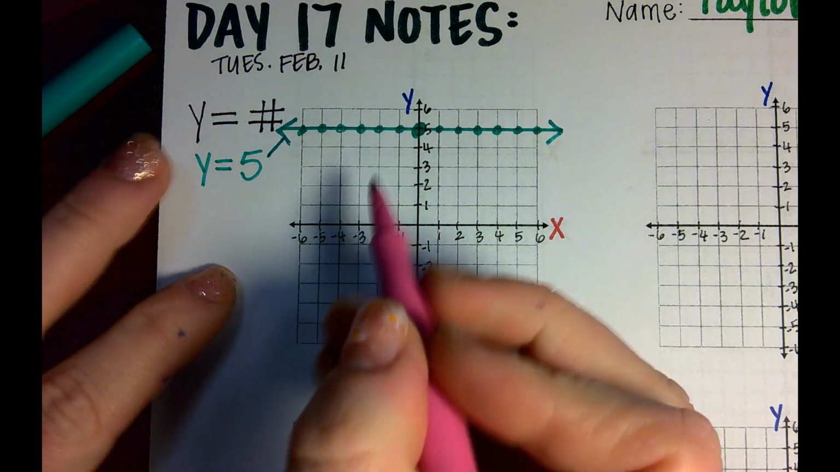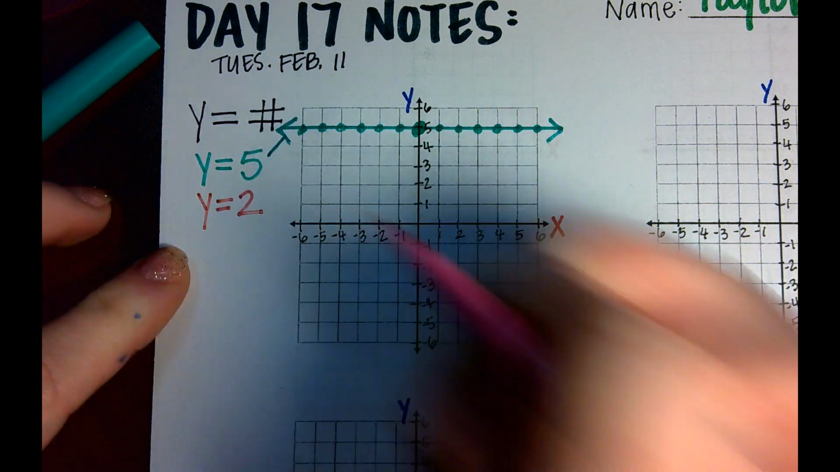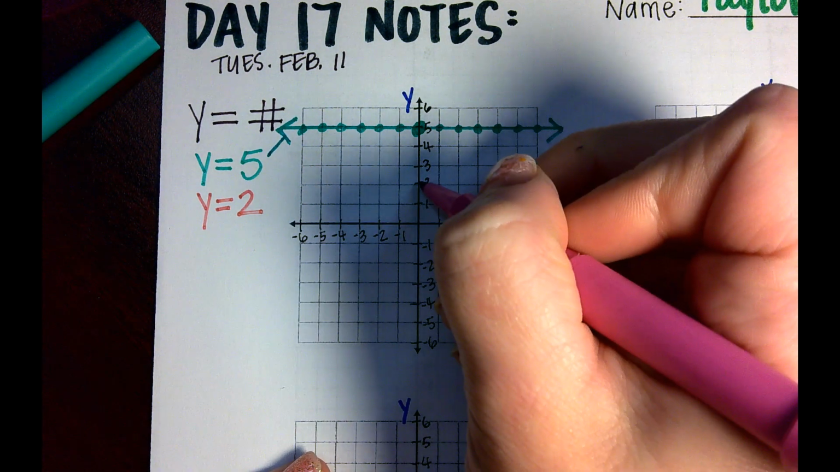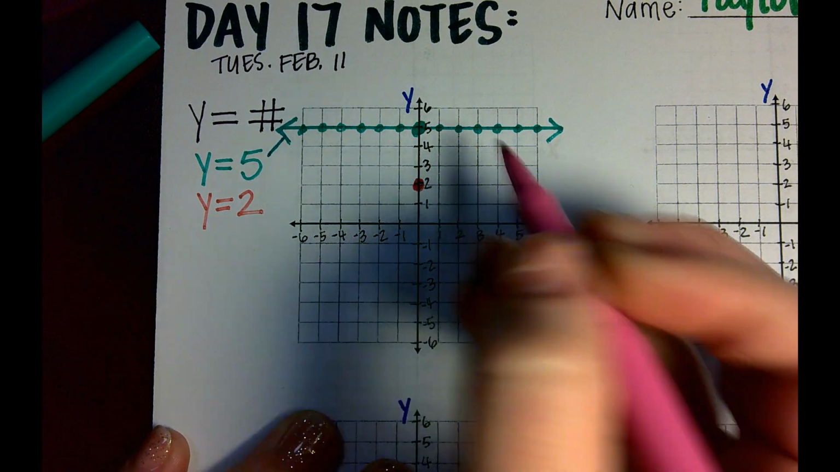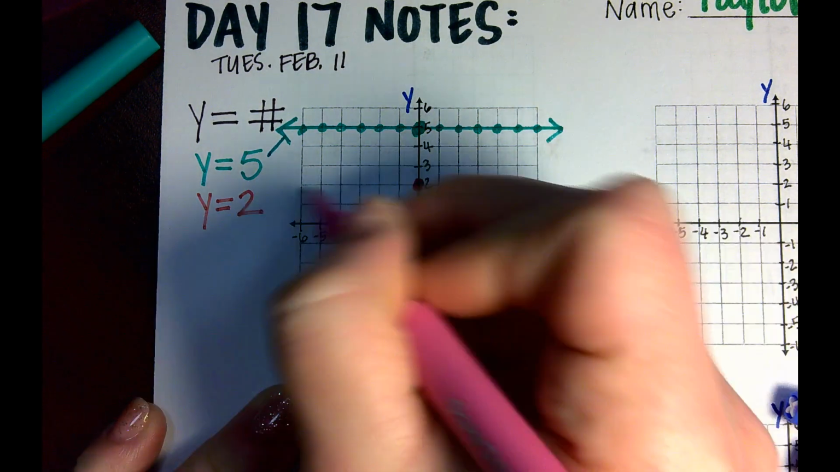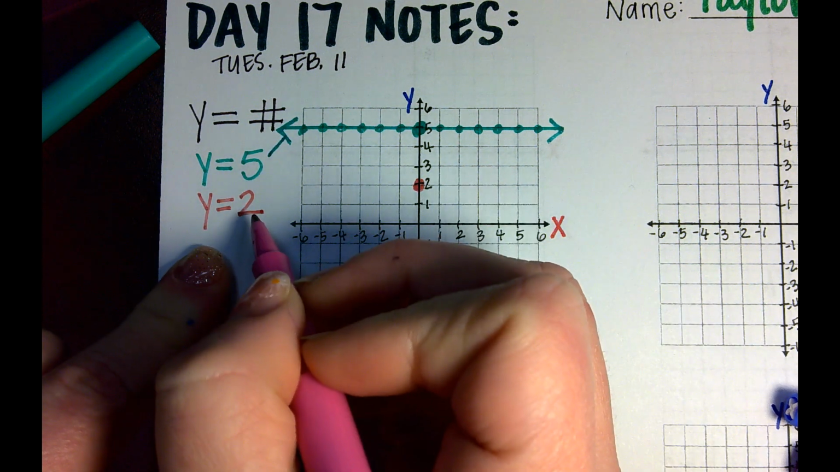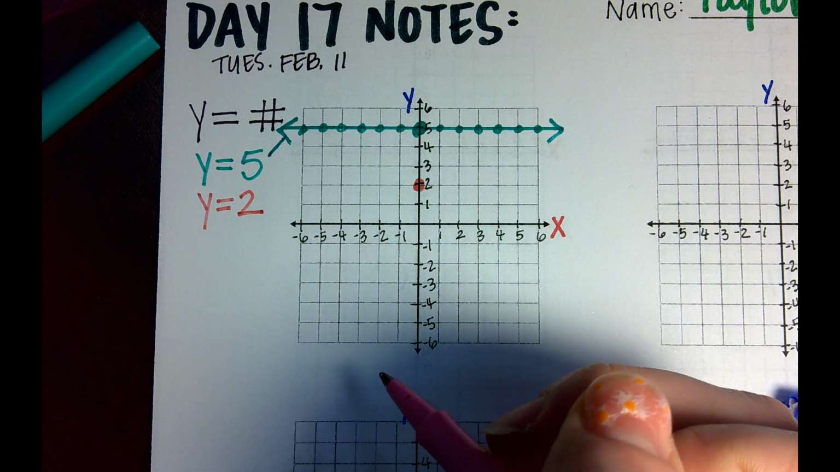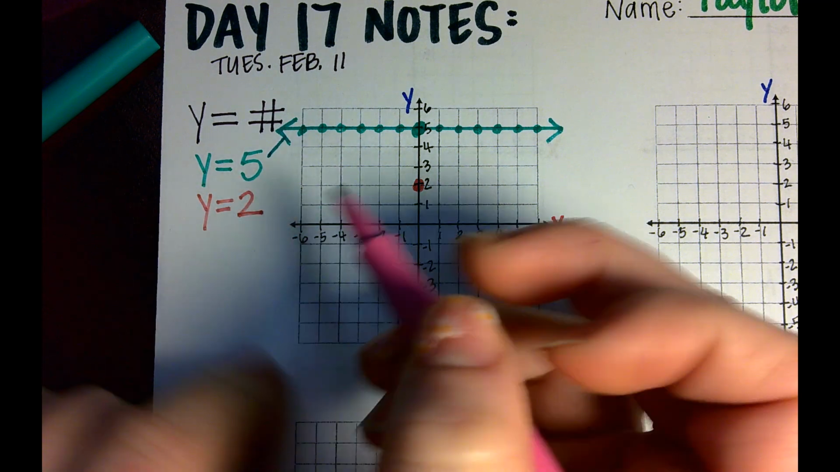So if this is y equals 5, what would my graph look like for y equals 2? Up on the 2 on the y-axis, yes. Out, left and right, all the way across. All I know from this equation is that y equals 2. I am not given a value for x. It doesn't tell me to go up anywhere. It doesn't tell me to go down anywhere. It just tells me that y is always 2.